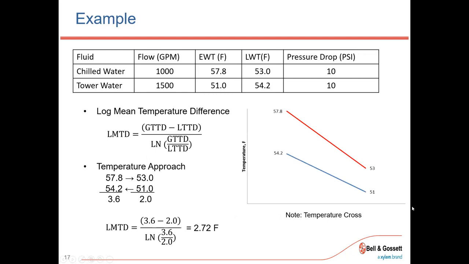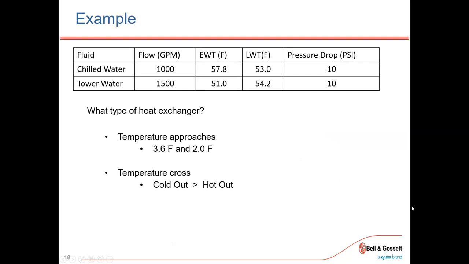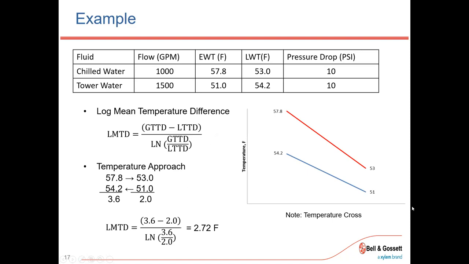And then now we're taking a look at determining what the log mean temperature difference is. So we've got our approach temperatures, we calculate those down, we get our LMTD, we're at 2.72. So 2.72 for these existing conditions, this would be our LMTD. Now, what type of heat exchanger would everybody use in this case where we have a small approach and we have a temperature cross? Would you go with a plate and frame or would you go with the shell and tube? Right, we go with a plate and frame. With the shell and tube, ultimately, we recommend to keep the approach about 10 degrees or greater. 2 degrees is the minimum that we would like to see with a plate and frame unit.